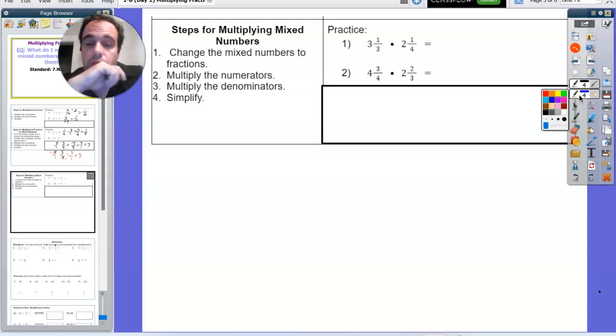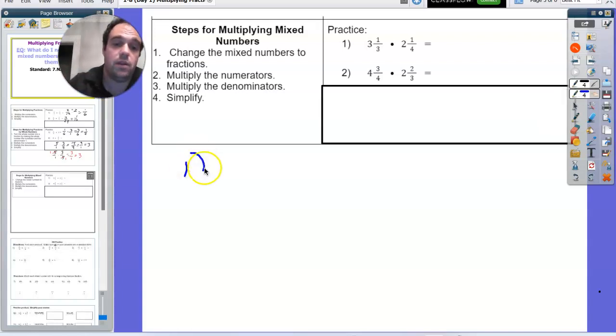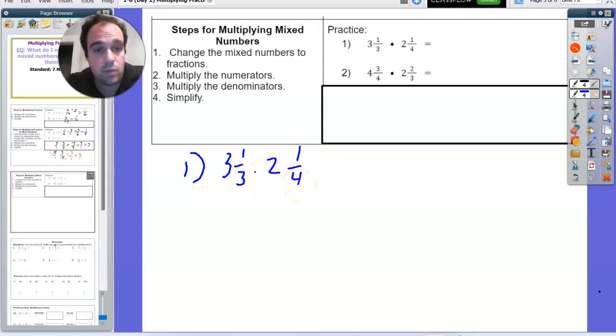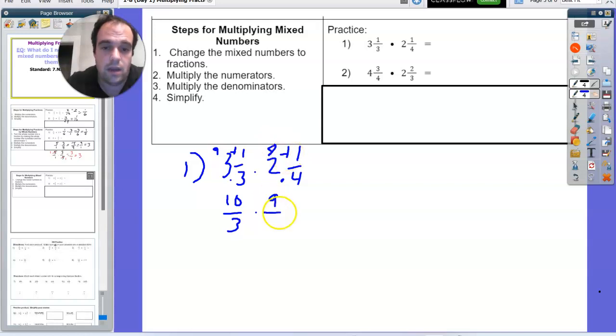So we have 3 1/3 times 2 1/4. I'm going to do that one down here so you have more room. You can do it on your paper how you need to. 3 1/3, I'll just rewrite it here, times 2 1/4. First thing I'm going to do is change 3 1/3 to its improper version, which means I'm doing 3 times 3 plus that 1. 3 times 3 is 9, plus 1 is 10. The 3 stays the same. 2 1/4, same thing, do 2 times 4 is 8, plus that 1 is 9/4.